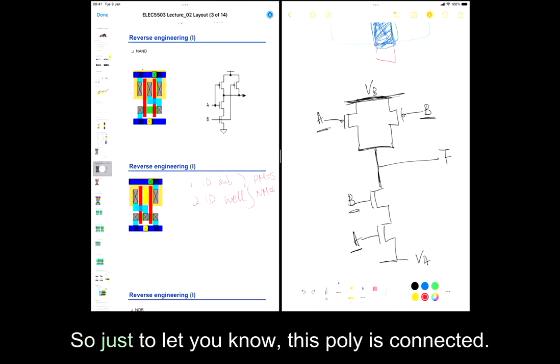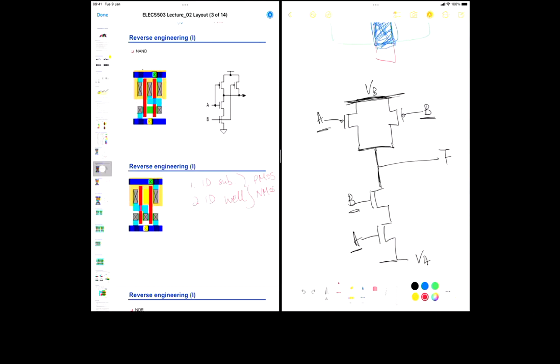Just to let you know, this poly is connected, okay? And also this is connected. You know what I mean? Okay.